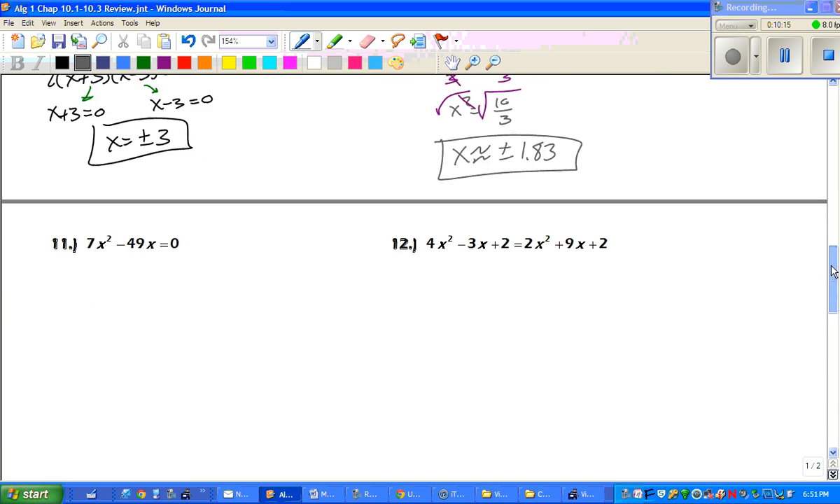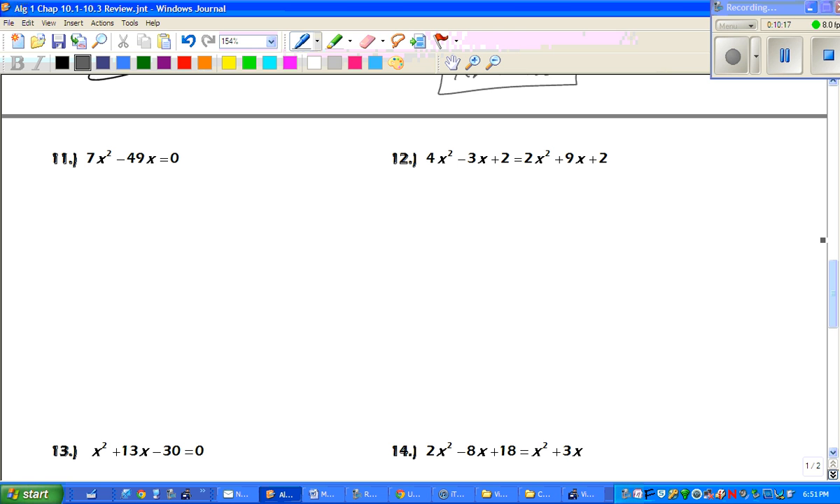All right, let's go ahead and flip it over. Number 11. Why don't you guys go ahead and see if you can do it on your own. Go ahead and pause the video, and good luck.